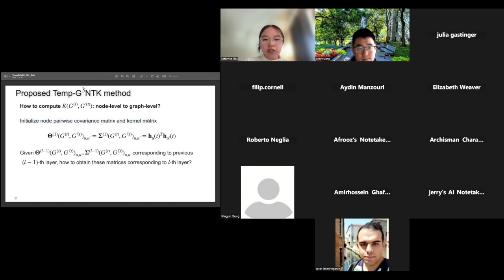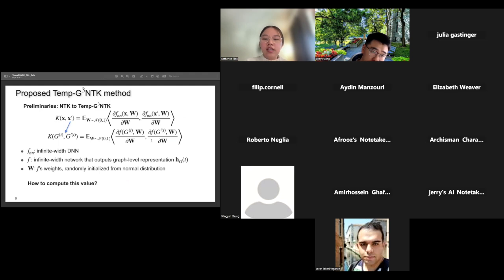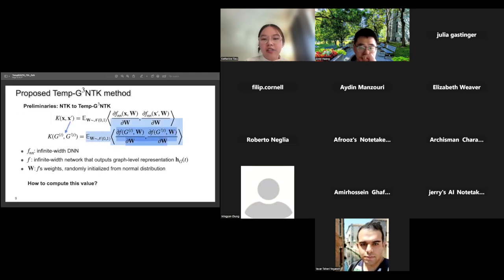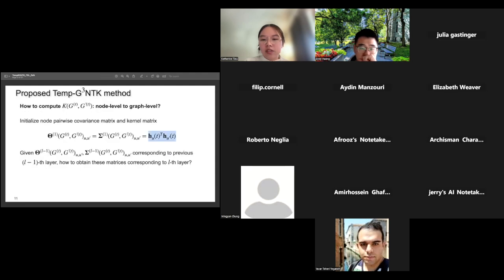So first, we need an initialization. Intuitively, the initialization would be the dot product between the node representations. Let's say for the very first layer, where you only have one MLP layer, this formula turns into the dot product of node representations. So now you have the initialization, and let's say you already have the previous layer. Let's see how we could obtain the next layer.